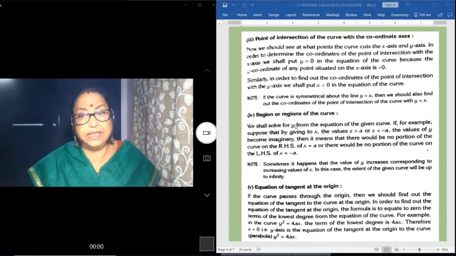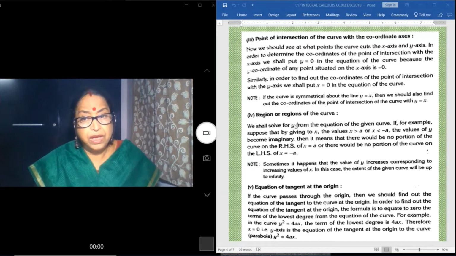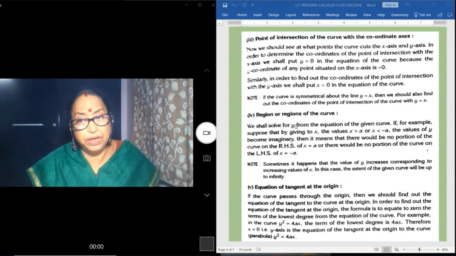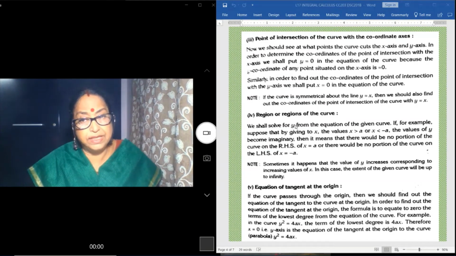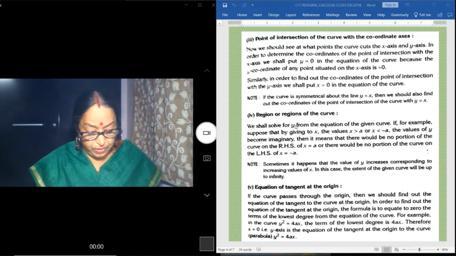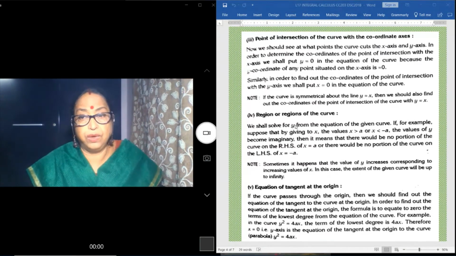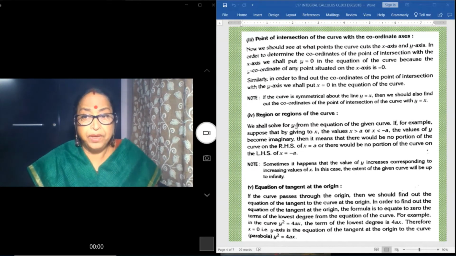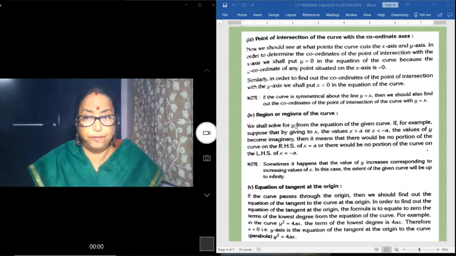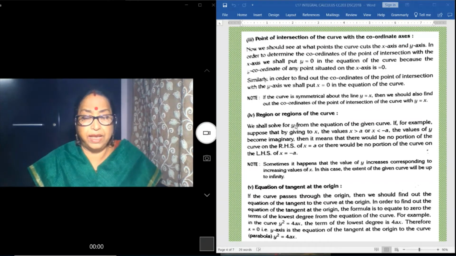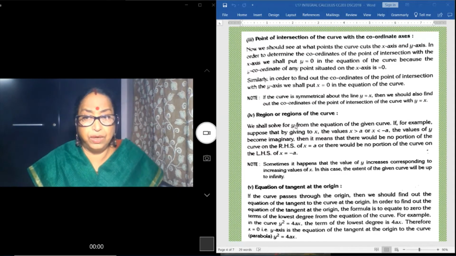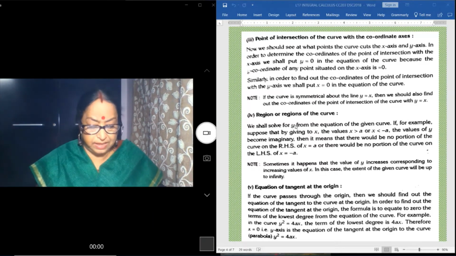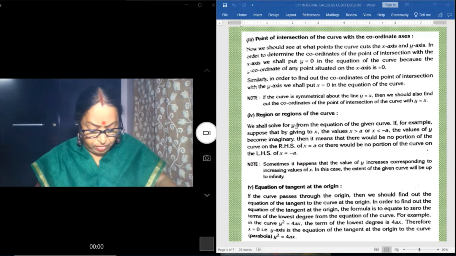Equation of the tangent at the origin. To get the equation of the tangent at the origin, in the given equation we put the lowest degree term equal to 0. Suppose y square equal to 4ax is the equation given, and here the lowest degree term is 4ax. When 4ax is put equal to 0, we get x equal to 0. That is, the y-axis is the tangent at the origin.